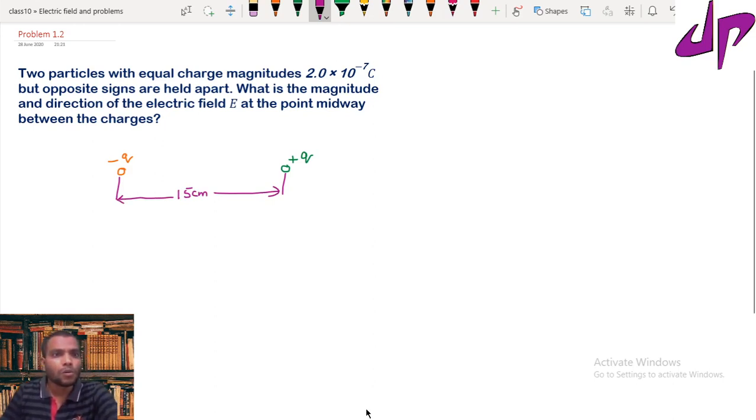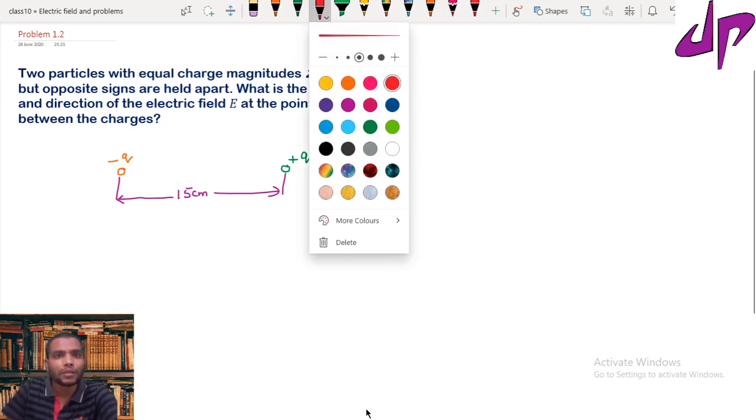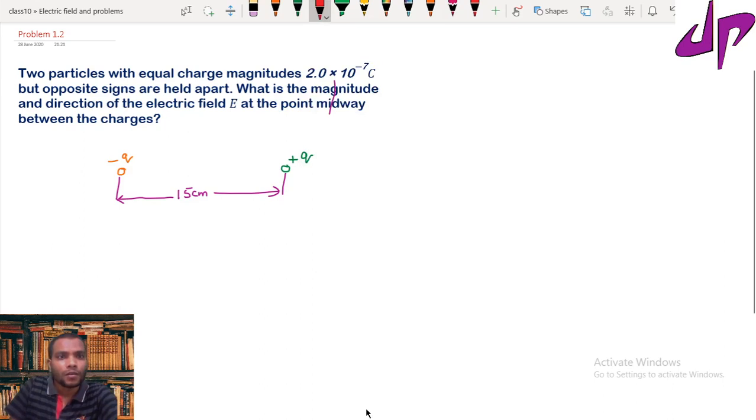Now, what is the magnitude and direction of the electric field at the midway between the charges? So our task is to find out the magnitude and direction of the electric field at the midpoint. If you take this distance between them as R, a point P exactly at the midpoint P. At this point, we will find out the magnitude and direction of the resultant electric field.